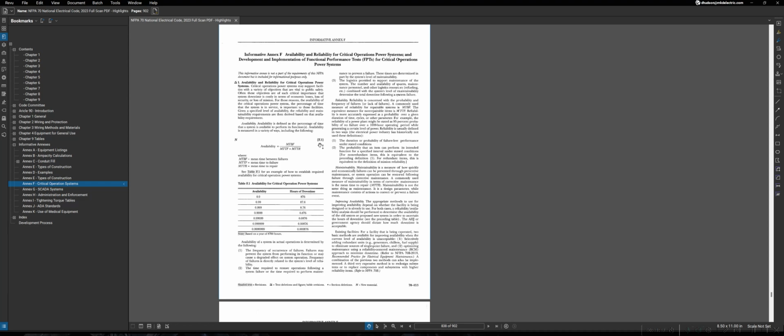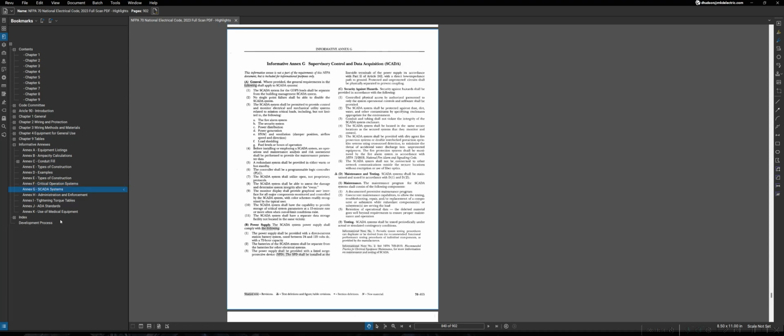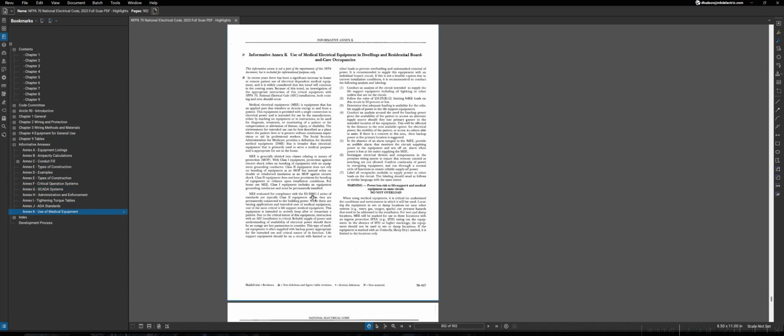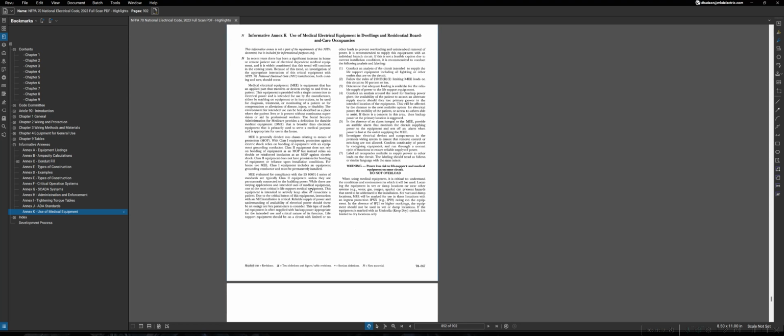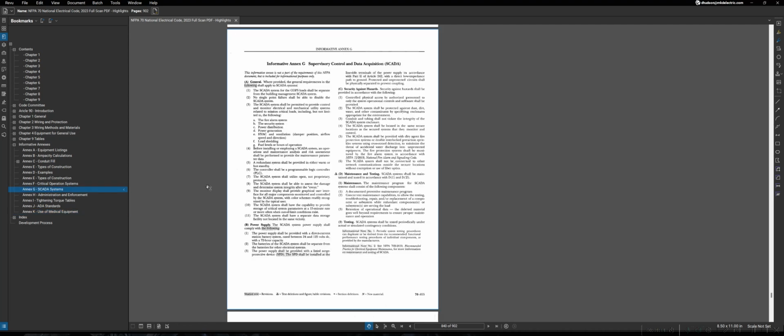F has some information relating to some specialty type systems. Both Annexes F and G, as well as K, all have specialty information regarding these specialty systems. K is a little bit more simple and direct in that it's referring to the use of medical equipment in the home, such as respiratory aid systems and things of that nature. But again, they are geared towards specialty systems, SCADA systems being covered in G.